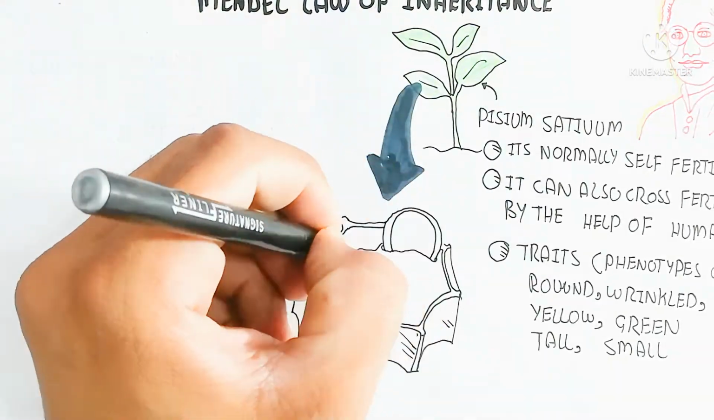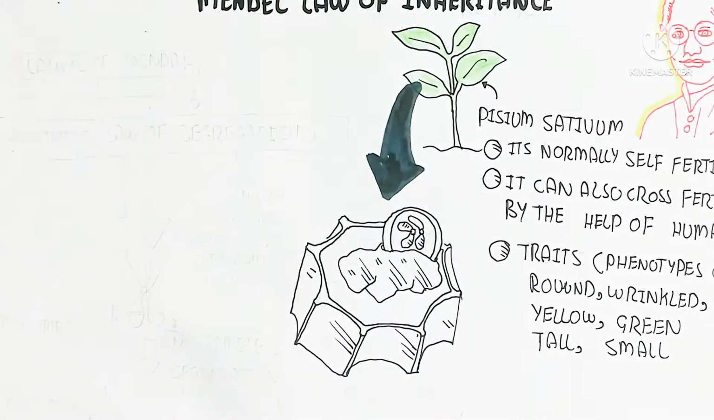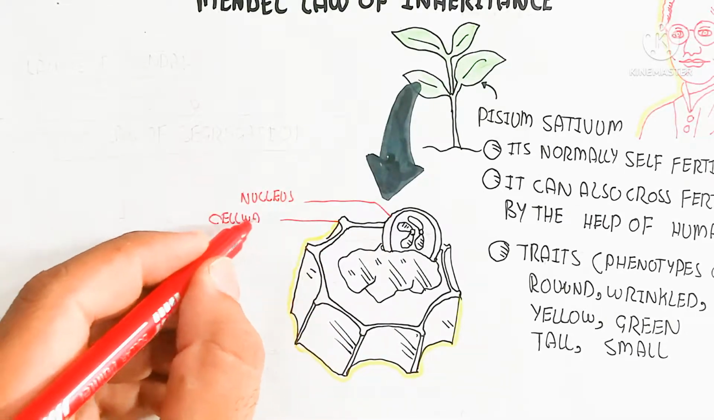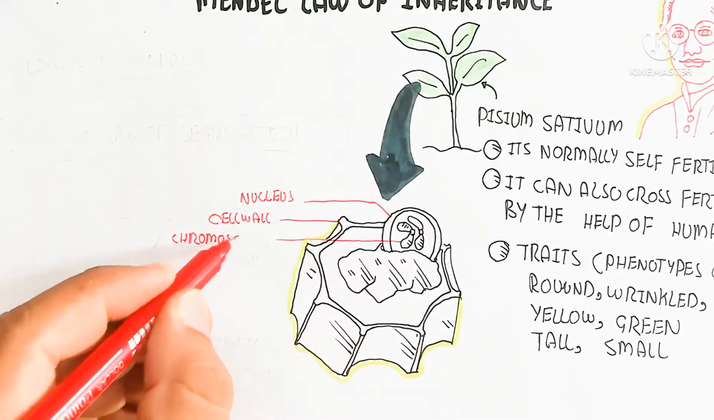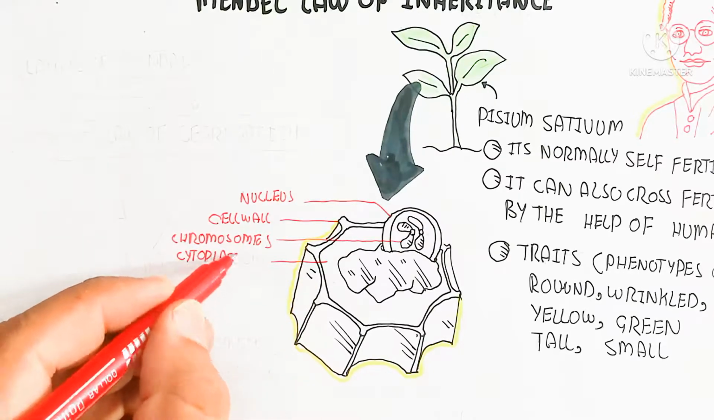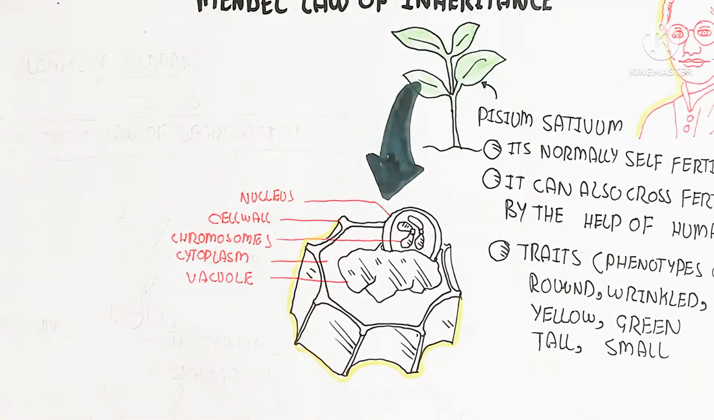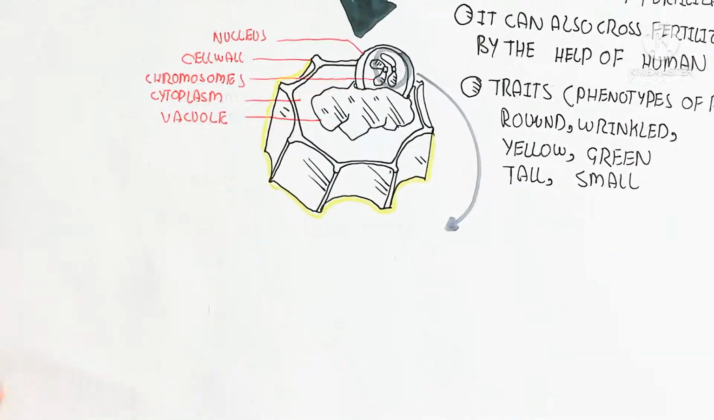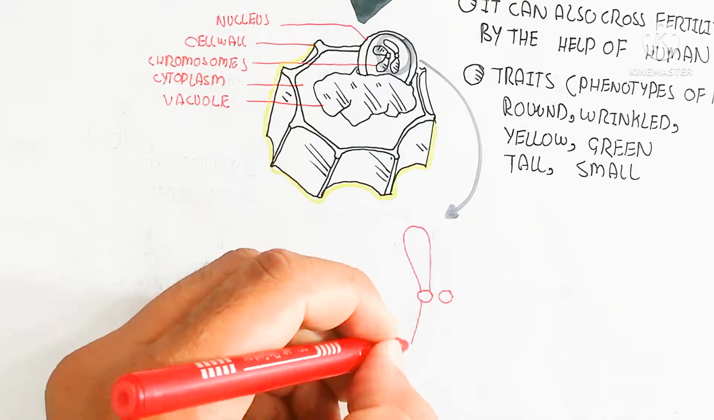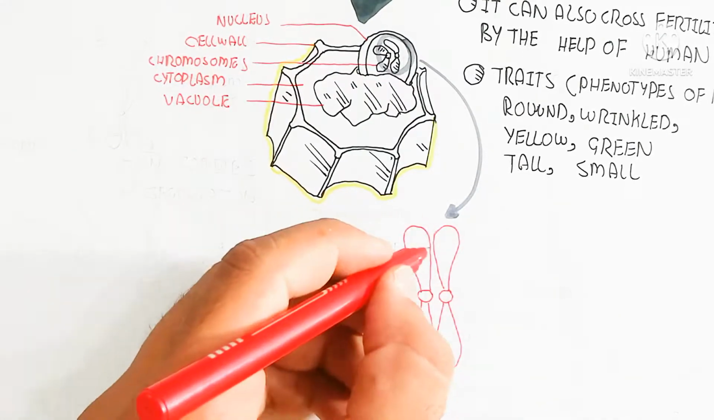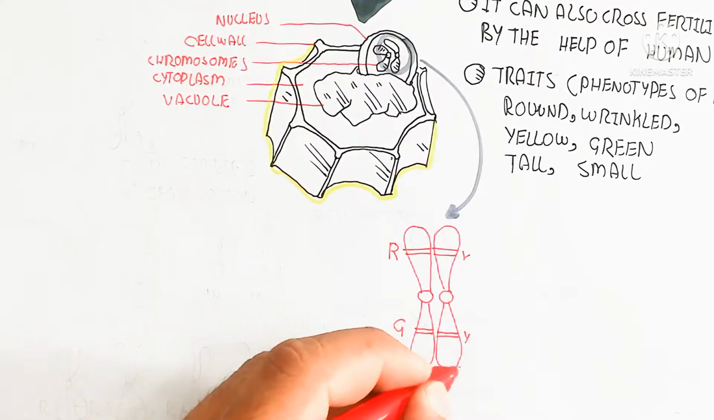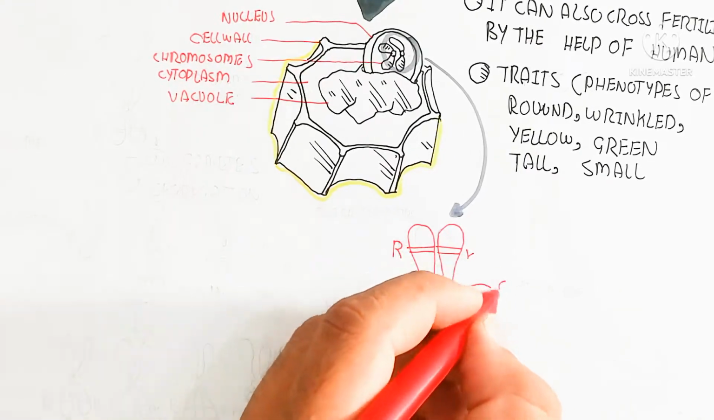First is the cell, because Mendel didn't know about the cell structure or the genetic material inside it as chromosomes. Here is the nucleus, and this is the cell wall. This is the chromosome. Chromosomes are the genetic material present within the nucleus, and there are also the cytoplasm and vacuole. Here is the nucleus which contains chromosomes, and this chromosome contains sister chromatids. It is in the diploid form, coming from the mother and father, for example.